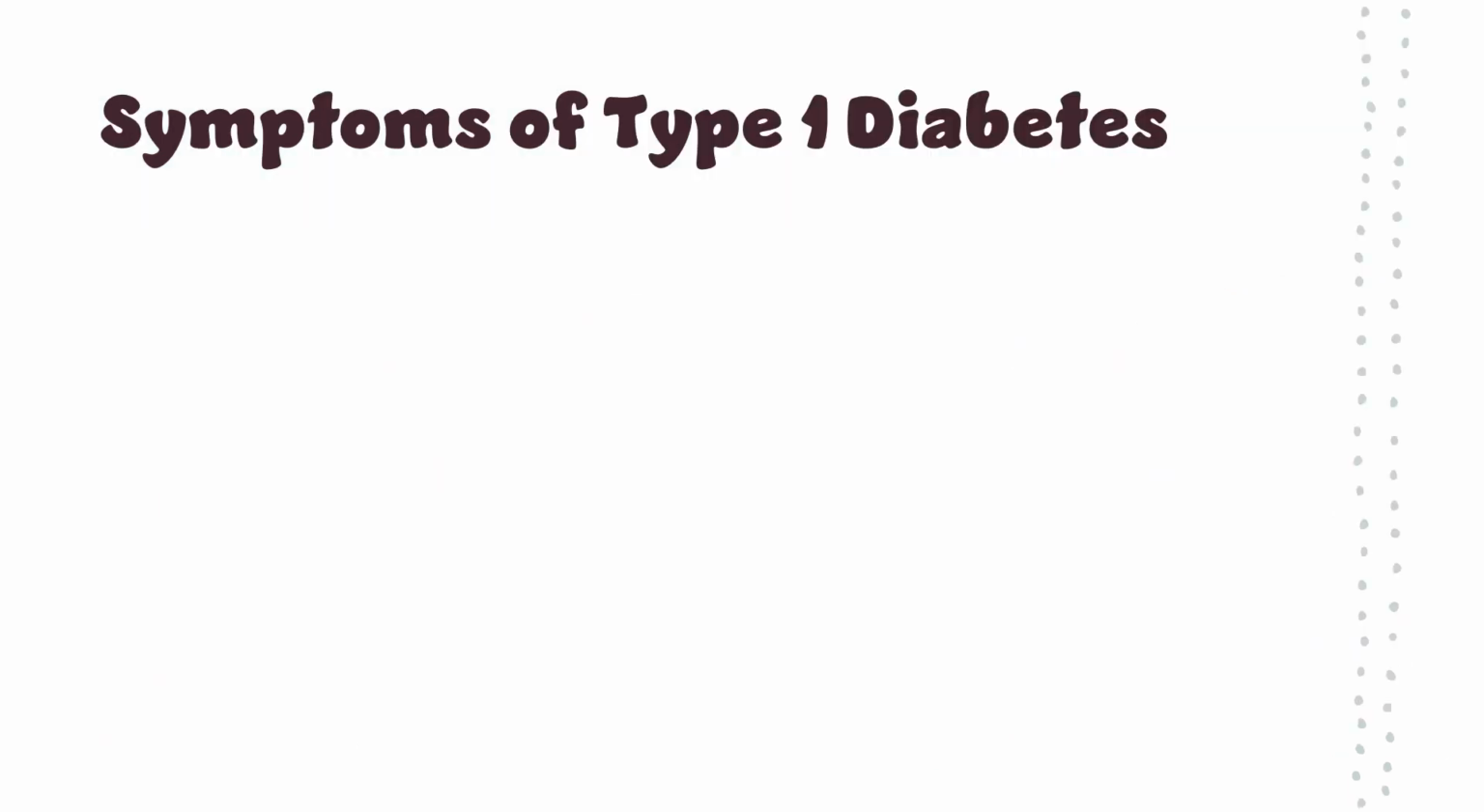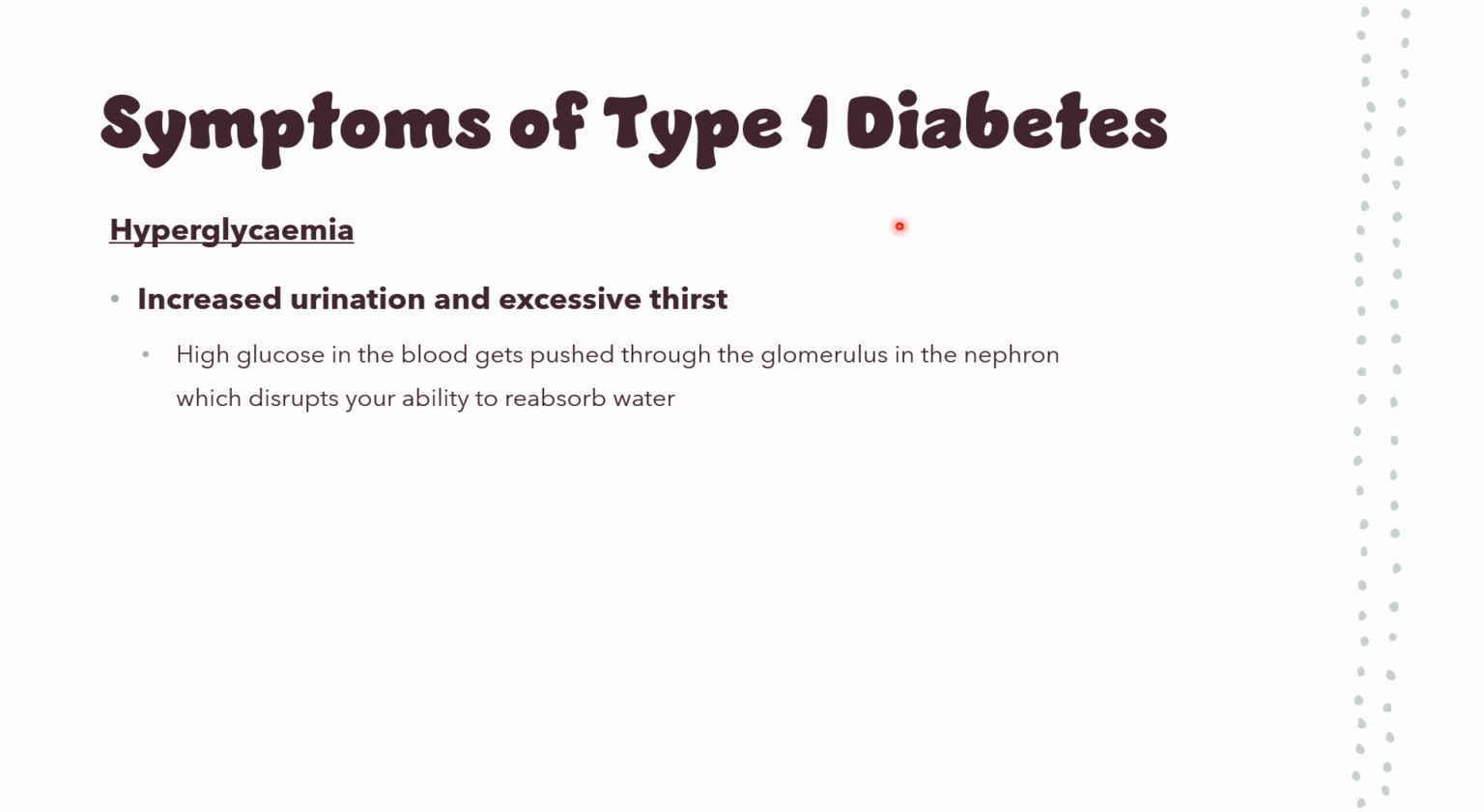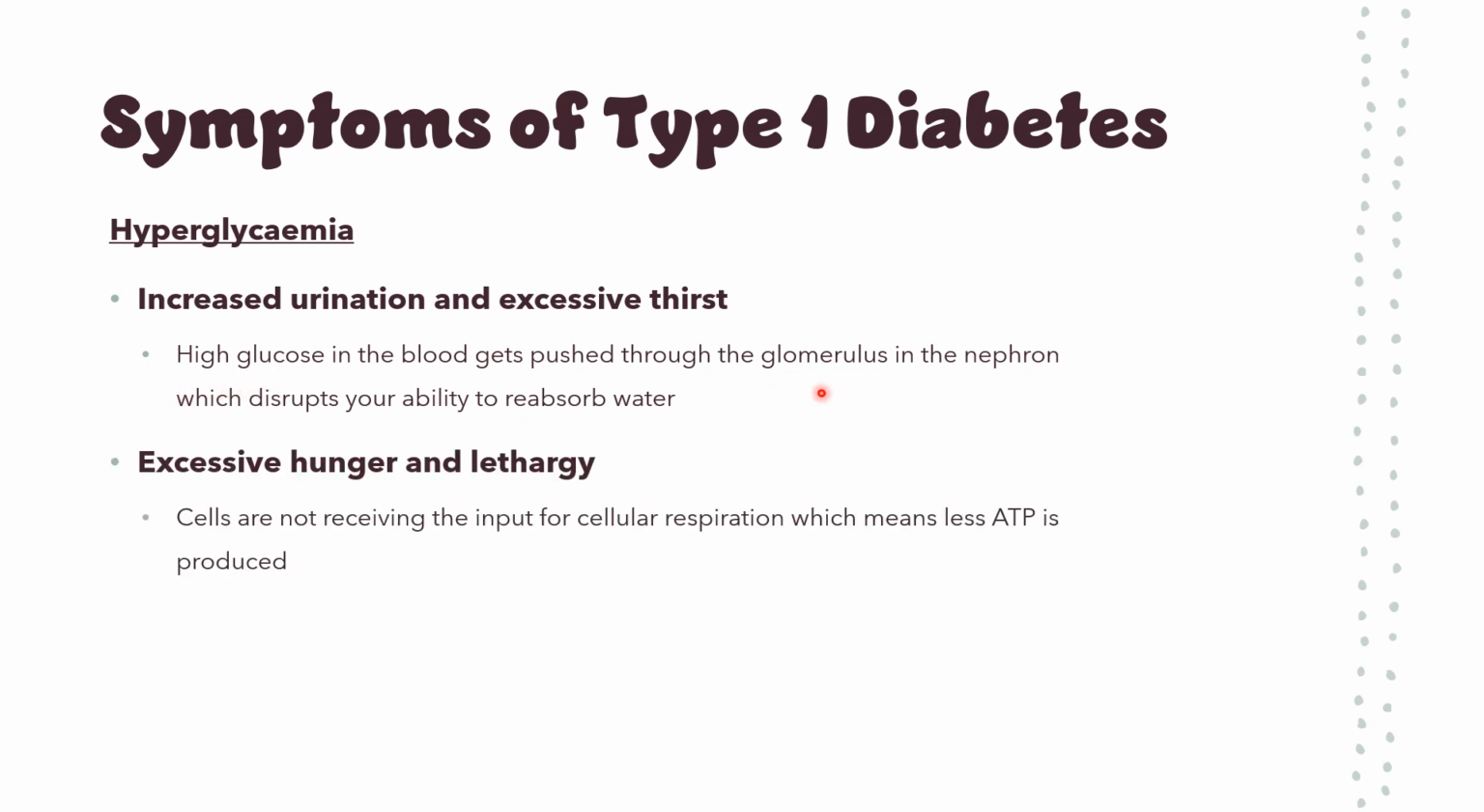So what are some of the symptoms of type 1 diabetes? Well, we've looked at this already. We've looked at hypoglycemia, and hypoglycemia is high levels of glucose in the blood. And this is what happens in type 1 diabetes. So some of the symptoms can be increased urination and excessive thirst. This is because of the high glucose levels in the blood, so that high amount of glucose is being pushed through the glomerulus into the nephron. And this then disrupts our ability to reabsorb water through the nephron back into the bloodstream. So think back to the structure of the nephron and how glucose can be pushed through the glomerulus into the nephron.